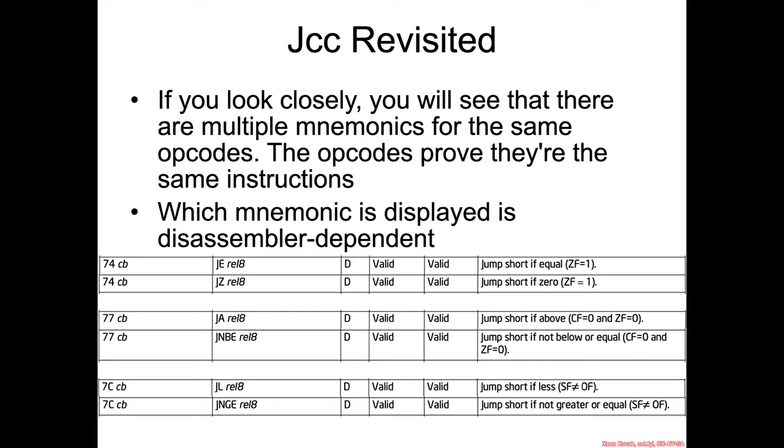But if you look closely at the opcode column, you will notice that some things are repeated. So 74 for JE and 74 for JZ. They both just check if the zero flag is set. 77 for jump above, 77 for jump not below or equal. They both check if the carry flag equals zero and zero flag equals zero. So this is sort of the proof of what I said before, that there are different mnemonics for the same essential instruction, and it's up to the disassembler to decide which way it's going to show it.